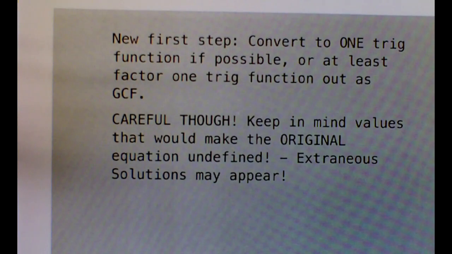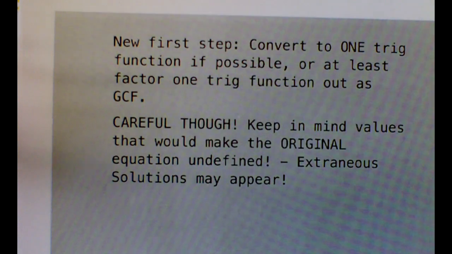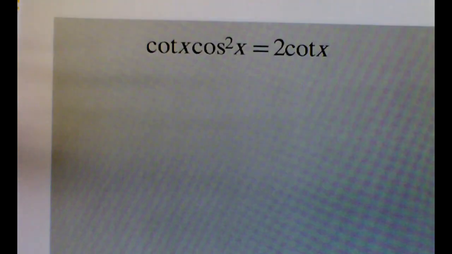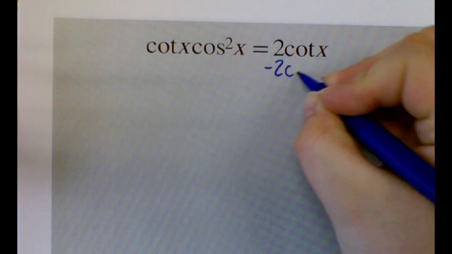So new first step, convert to one trig function if at all possible, or at least factor one trig function out as a GCF. But be careful. Keep in mind values that would make the original equation undefined. We could end up with some extraneous solutions here. I'll show you what I'm talking about. This problem, well, we want to start off by getting all my trig functions on one side, so I'll subtract 2 cotangent of x.